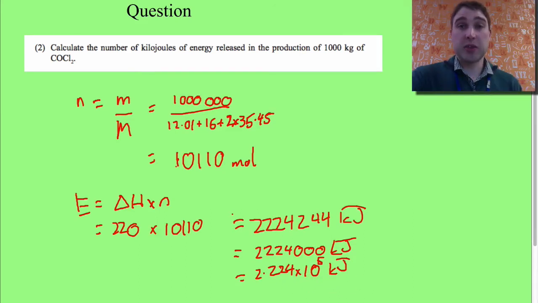So there's some examples of using delta H and writing thermochemical equations.